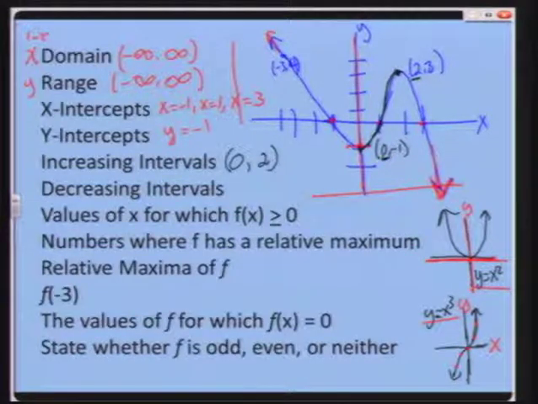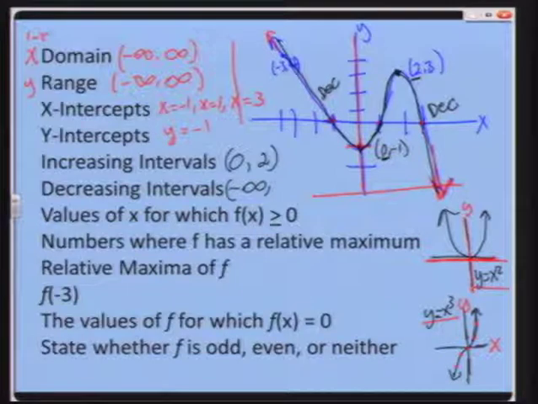All right, for decreasing intervals, we're decreasing right here, and we're decreasing over here. So how far to the left do we go? On and on to -infinity. And then we stop decreasing when we reach this point, whose x is 0. We start decreasing again with this point, where the x is 2, and keep on going to the right, so we're headed toward infinity. And we can put a union symbol or a comma there.